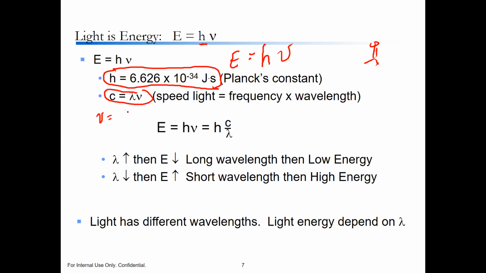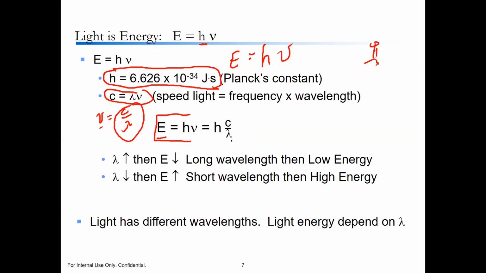Nu equals C divided by wavelength. So E equals H nu, we just have to put this number into here. So now E equals H times the speed of light divided by the wavelength. Do we know H? That's a constant. Do we know C? That's a constant. So if I know the wavelength of light, then I know the energy of that light.